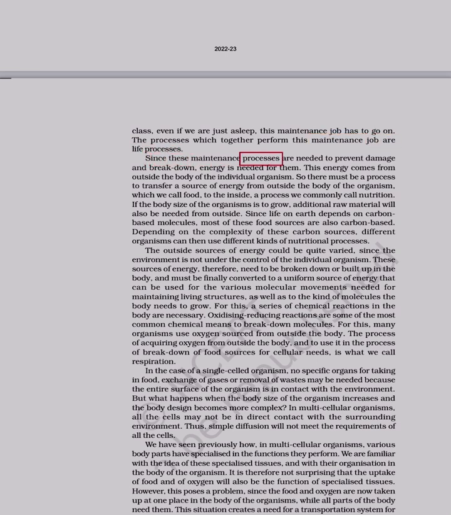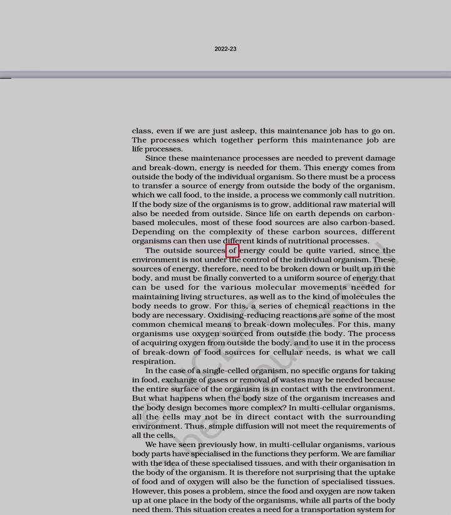Since these maintenance processes are needed to prevent damage and breakdown, energy is needed for them. This energy comes from outside the body of the individual organism. So there must be a process to transfer a source of energy from outside the body of the organism, which we call food, to the inside, a process we commonly call nutrition. If the body size of the organism is to grow, additional raw material will also be needed from outside. Since life on Earth depends on carbon-based molecules, most of these food sources are also carbon-based. Depending on the complexity of these carbon sources, different organisms can then use different kinds of nutritional processes.